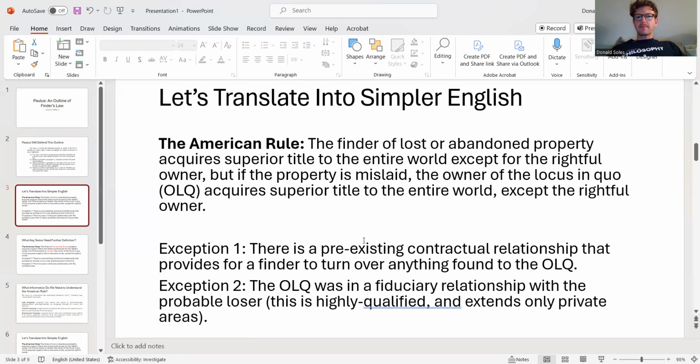Throughout Paulus's article, we learned that this is more and more restricted than we would have thought. This exception applies only to relationships where the owner of the locus in quo is thought to be in a position to make his clients better off financially than they were when they came through his doors.